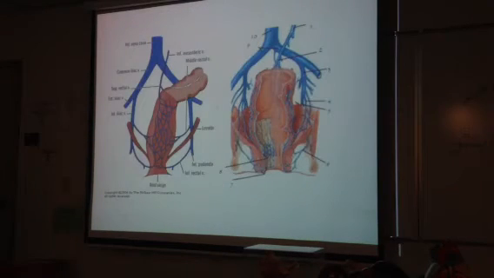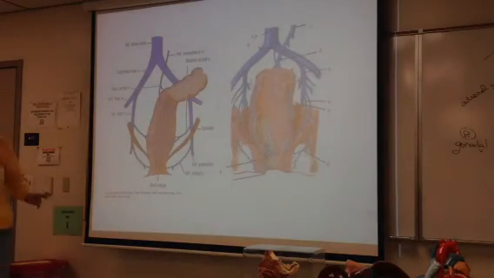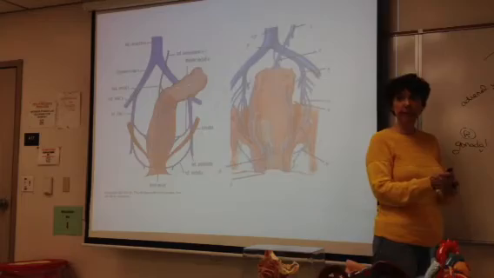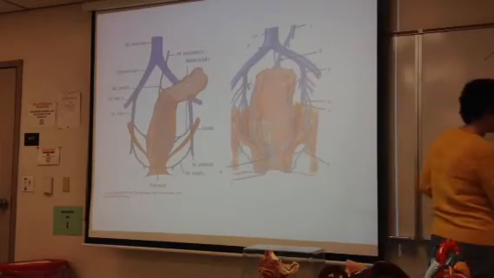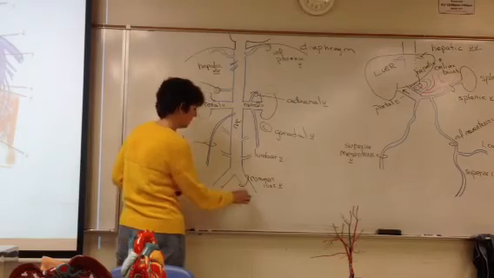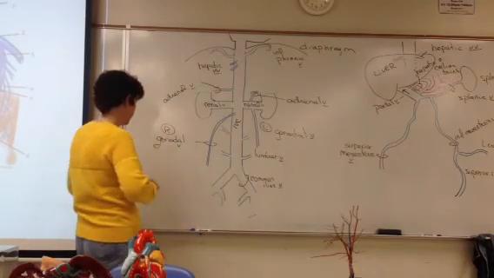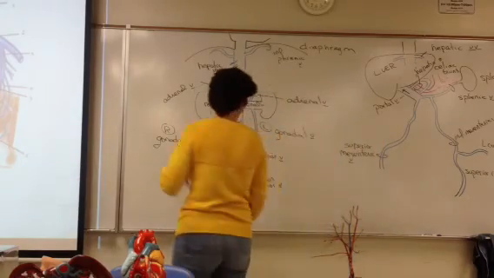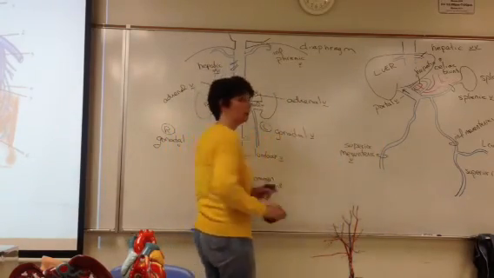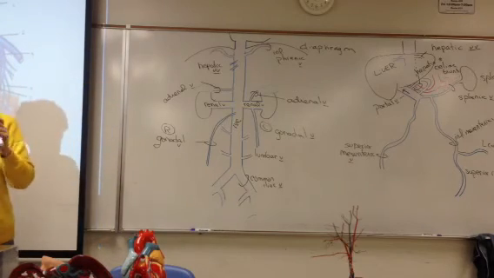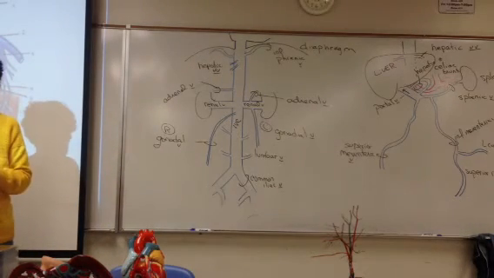So when we look at the branches of the internal iliac vein, I'm not going to diagram them separately, just recognize that they are going to be the same as the artery branches. So I will write a list. Anybody want to take a last minute picture? I'm going to erase the portal system. I'll leave the other one up on the board.